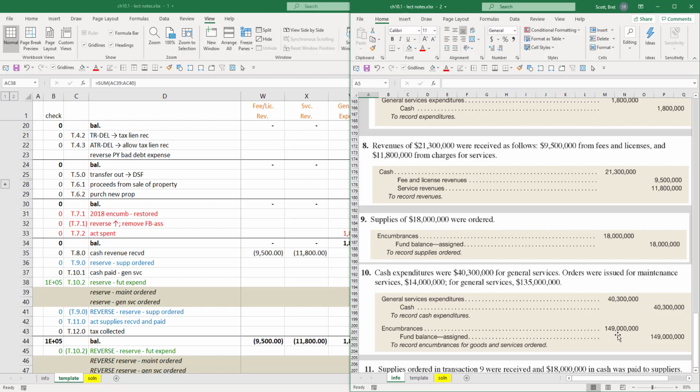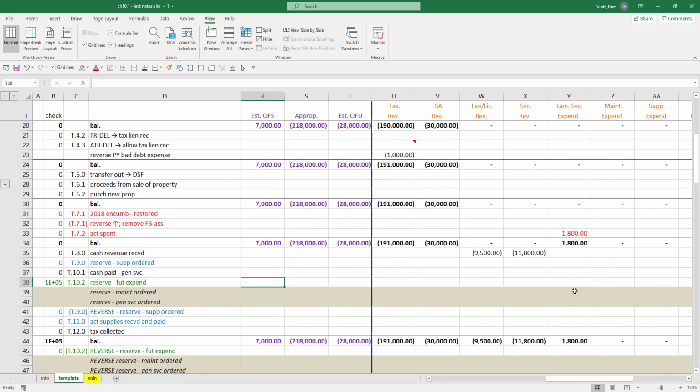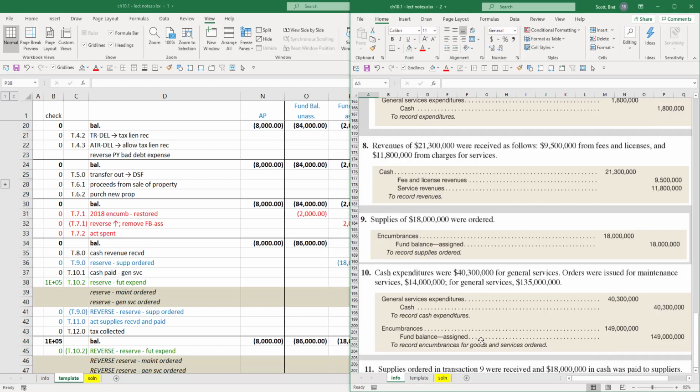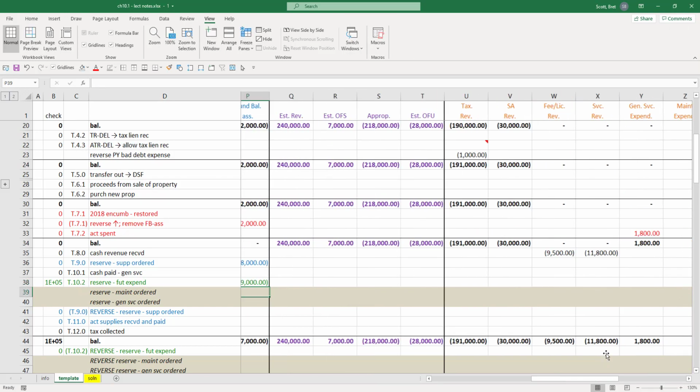So if we've sent in an order, we're encumbering or reserving some of the funds that we have in the company or in the government. So go all the way over to fund balance assigned, that column, and say, hey, guess what? We have to credit the fund balance assigned for that same total amount.